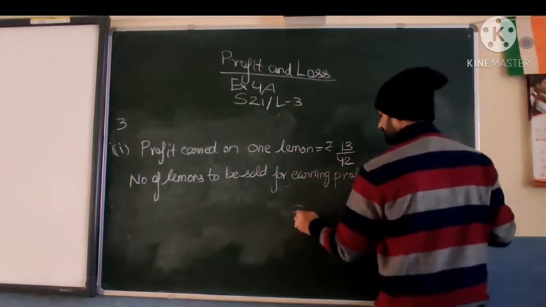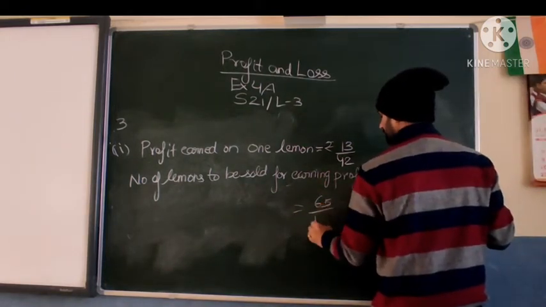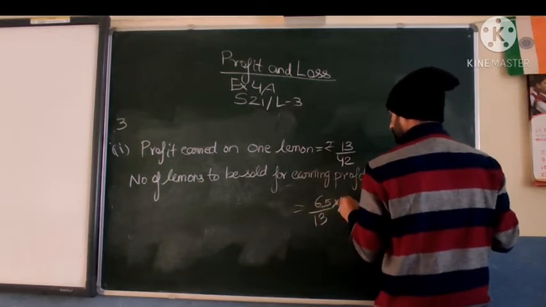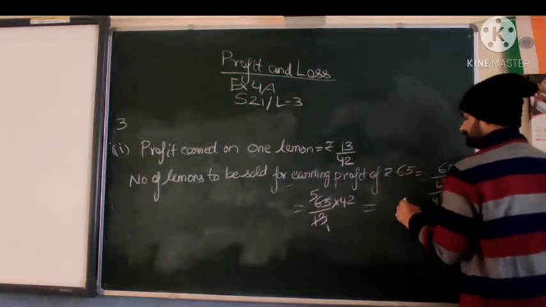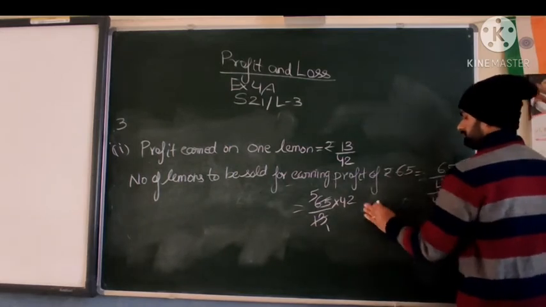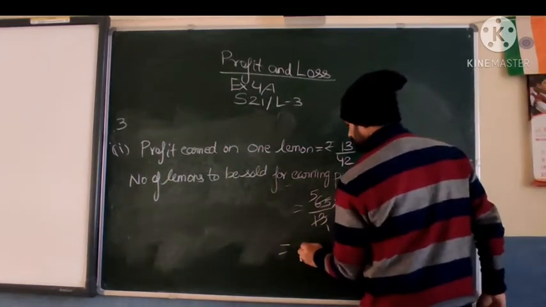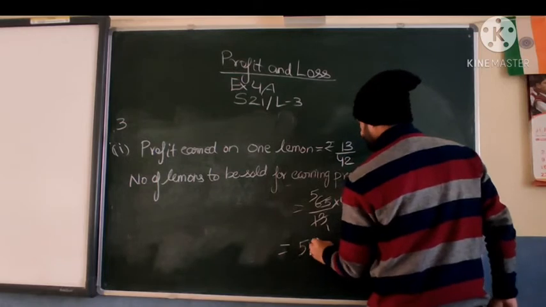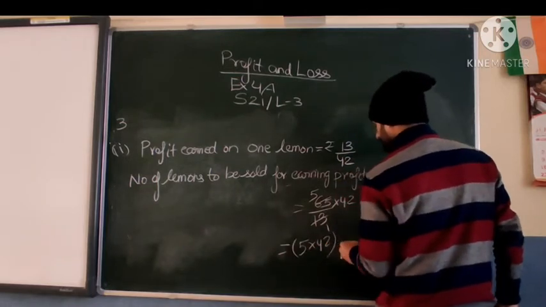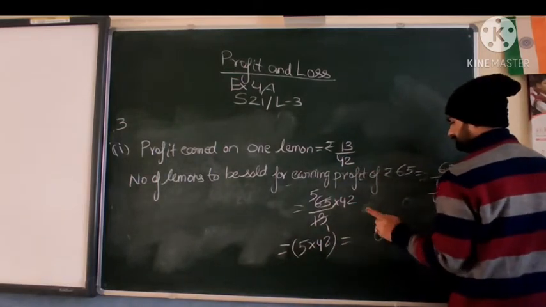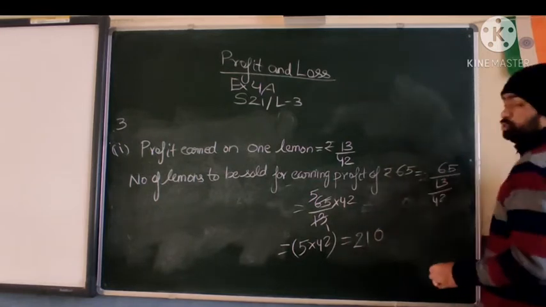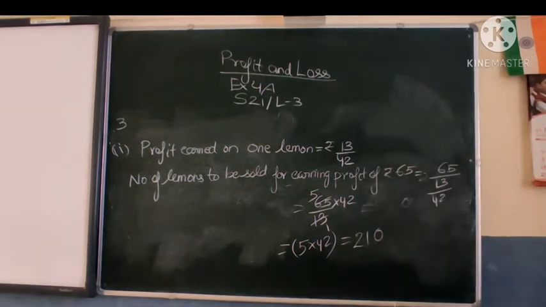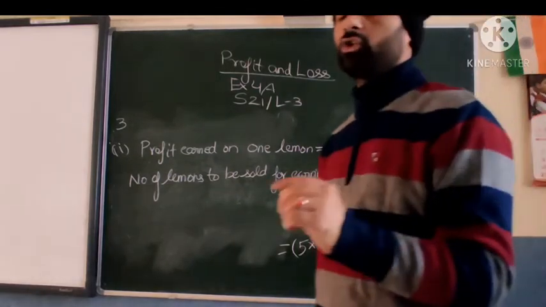That means this is equal to 5 into 42, which is 210. So 210 lemons you have to sell for earning the profit. I hope this makes things clear to you.